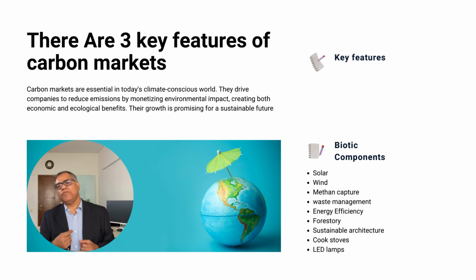The first key feature is that there is a cap and trade mechanism. That means those who have a compliance or mandatory requirement, their emissions are capped. They cannot emit more than that. So if the emissions are capped, either I reduce my emission on my own or I have to buy carbon credits or emission reductions from somebody who has overachieved their target. So the first feature is the cap and trade mechanism.